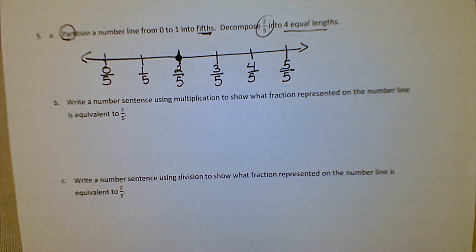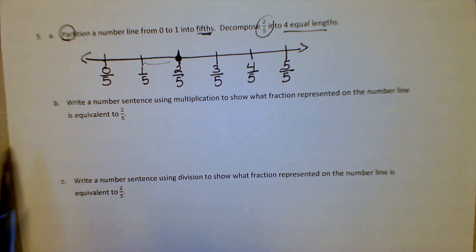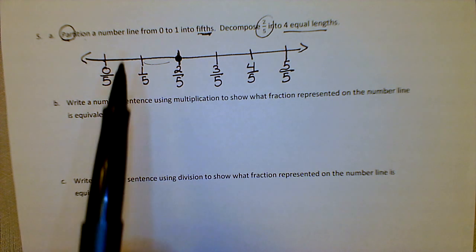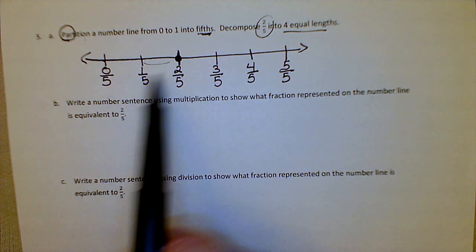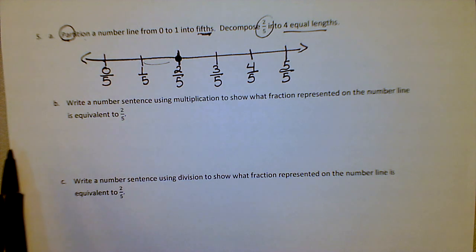And now it says decompose it into 4 equal lengths. Do not make 4 marks in here or 4 marks in here, because you're doing it wrong. Remember, we want to take both of these units, 2 units, and decompose them into 4 equal lengths.